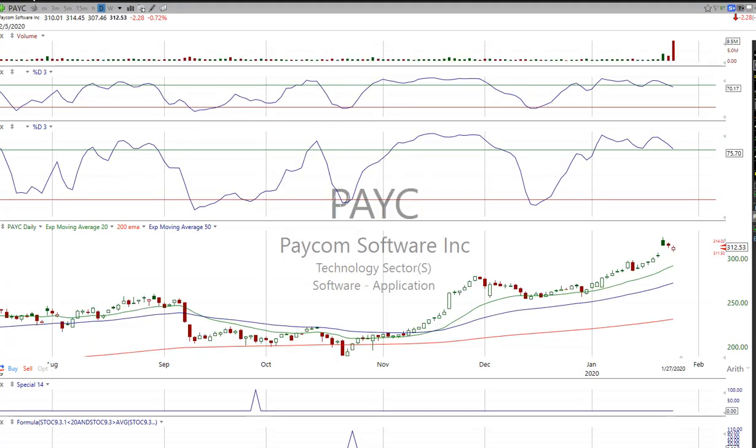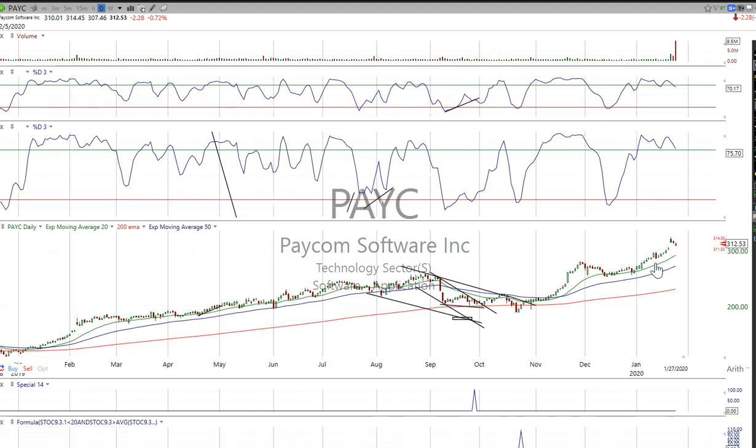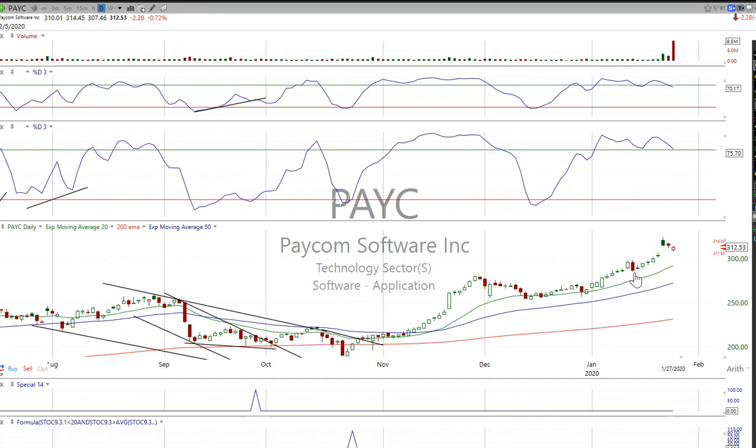PAYC here, Paycom, another great one. Nice flag, unbelievable trend here starting. Imagine we were trading it down here on a breakout probably, and the move up. It's an HPS setup there. PAYC.